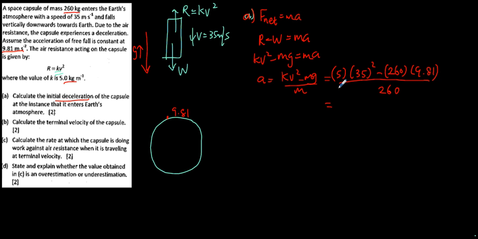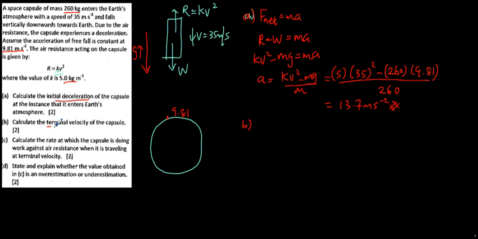So let's take out a calculator and count what is the value of acceleration. Now we will get a is equal to 13.7 meters per second squared. Okay, let's deal with part B.